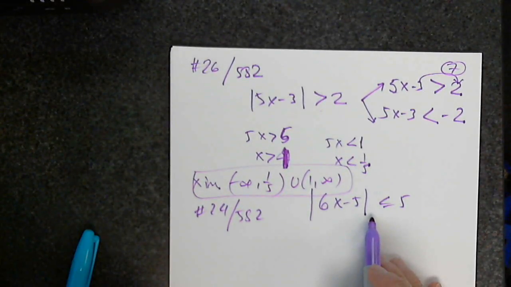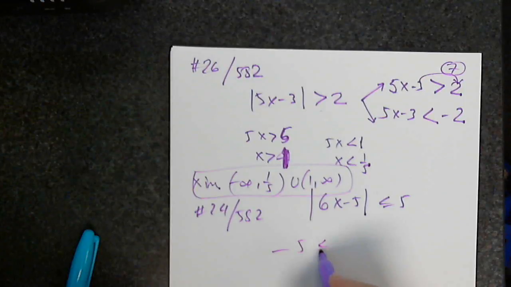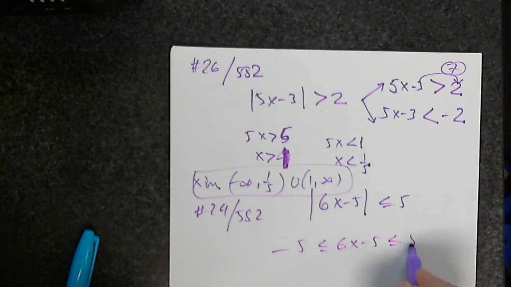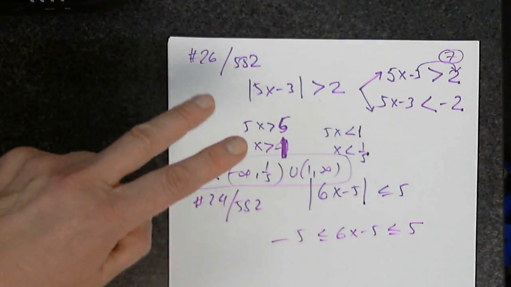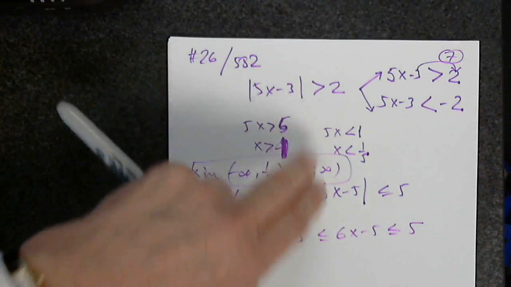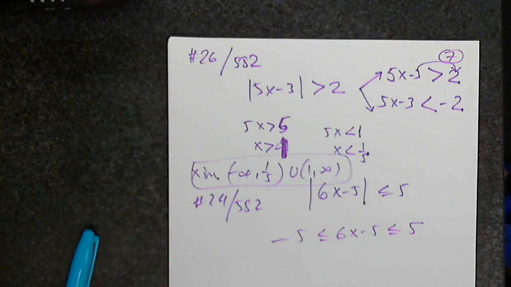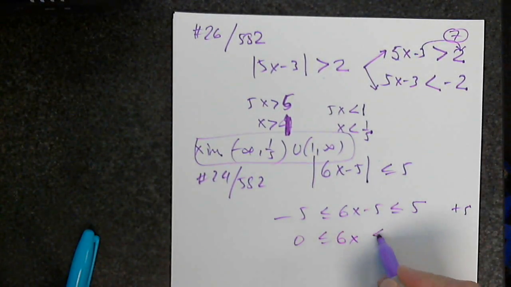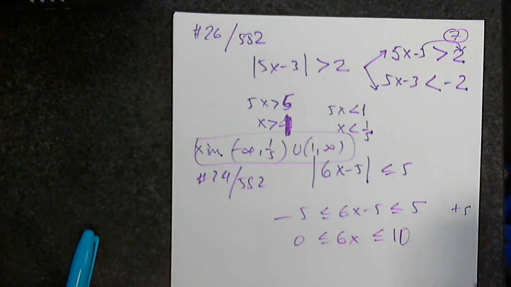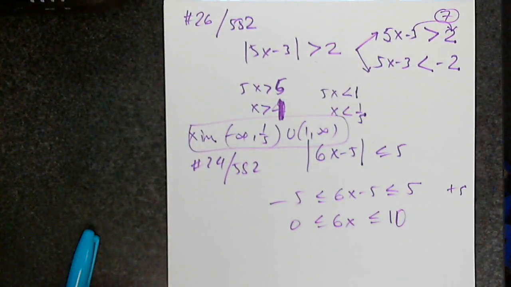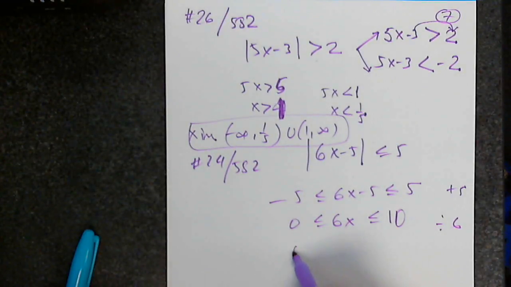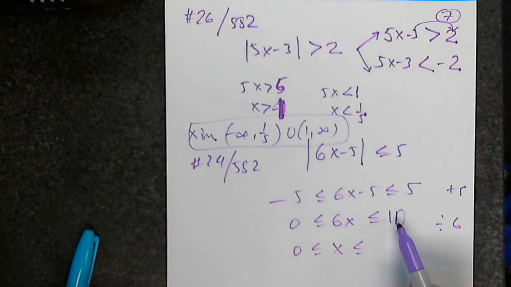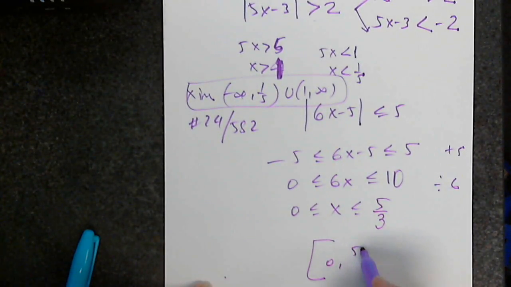Now this one is easier because this one is a chain. Yes, less than or equal to 6x minus 5, less than or equal to 5. As you notice here, there is no overlapping. This is the outside, and this is the inside. I have to add 5 to all three sides, so 0 less than or equal to 6x less than or equal to 11. And I divide everything by 6, so 0 less than or equal to x less than or equal to 5 divided by 3. So now the interval notation is 0, 5 thirds, x in this interval.